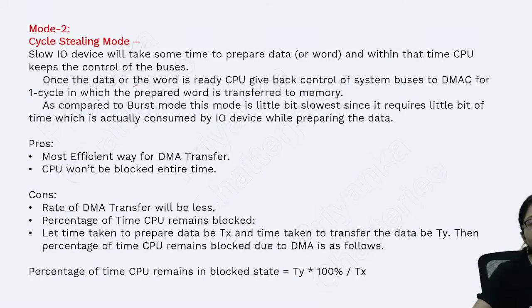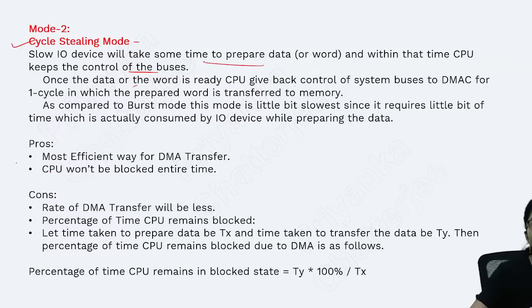Cycle stealing. Stealing means chori karna, right? When it is going to steal, the CPU is not kept out for a long time here. The input output device will take some time to prepare the data. Within that time the CPU takes control of the buses, because the transfer is going on and in between the data is being prepared. At that time the CPU will not be idle. At that time the CPU will do its work. After that, whenever the DMA is ready, the DMA will send the data. That's why here CPU utilization is good.